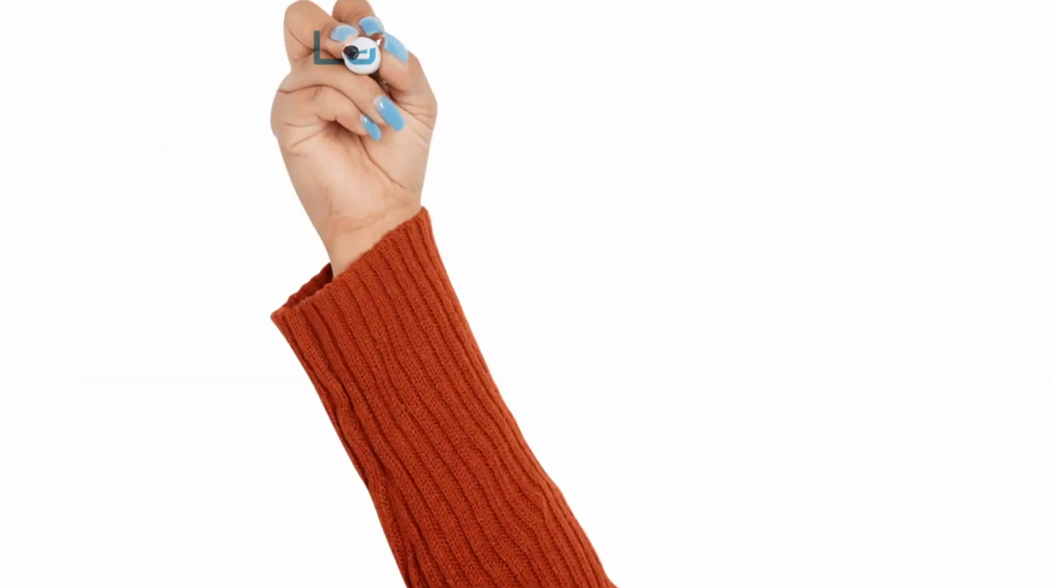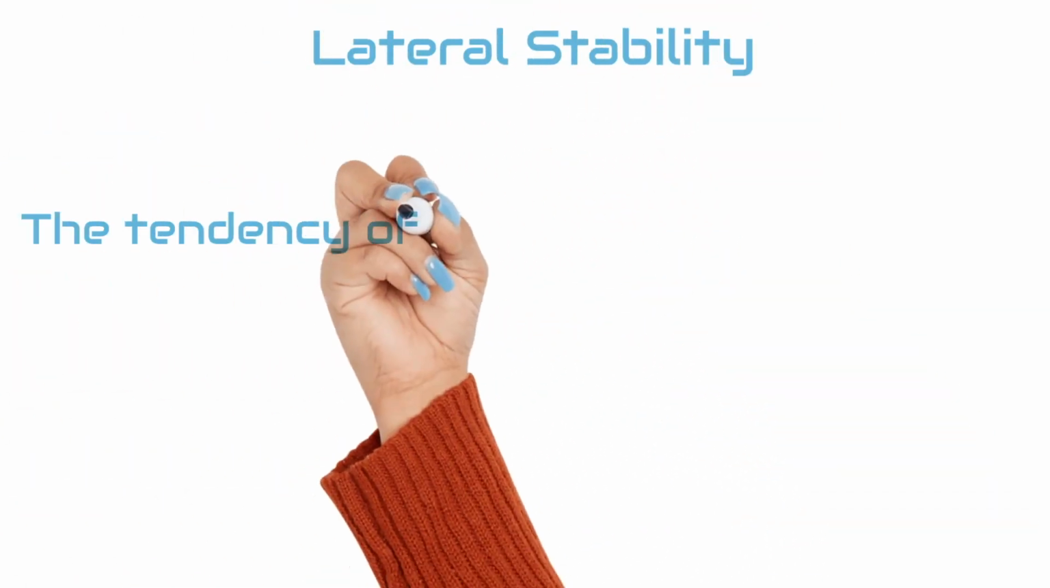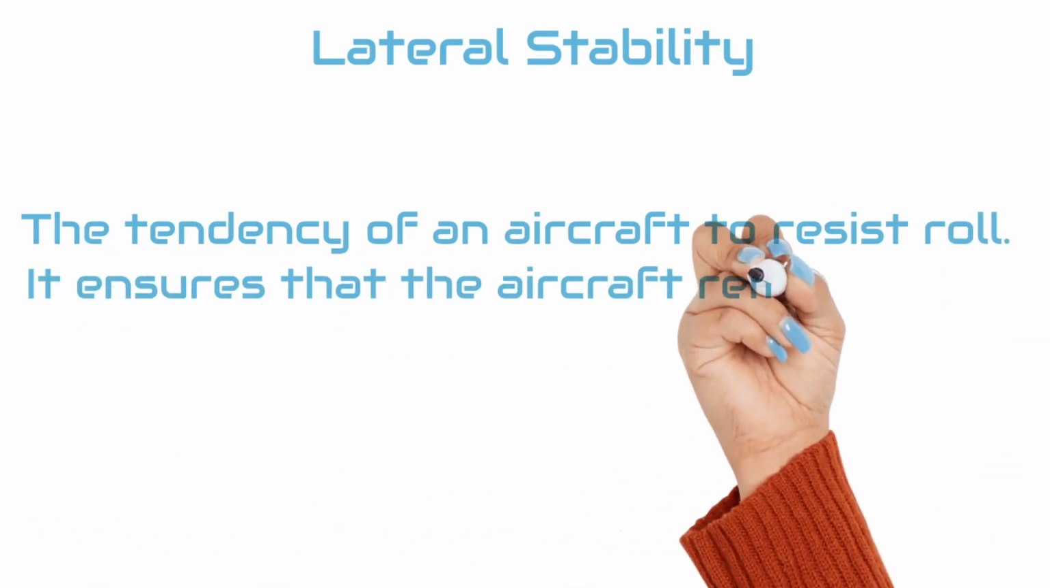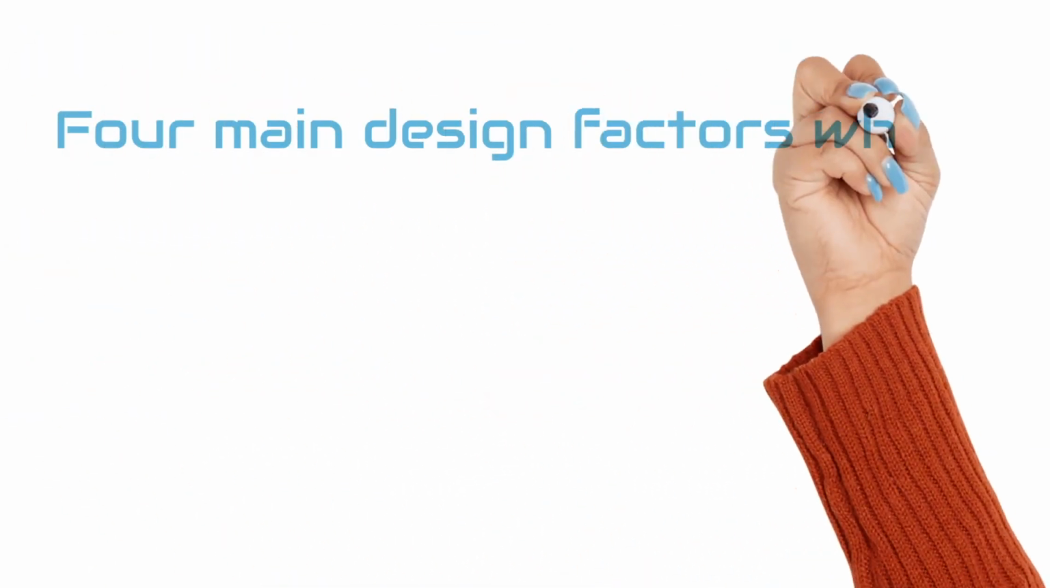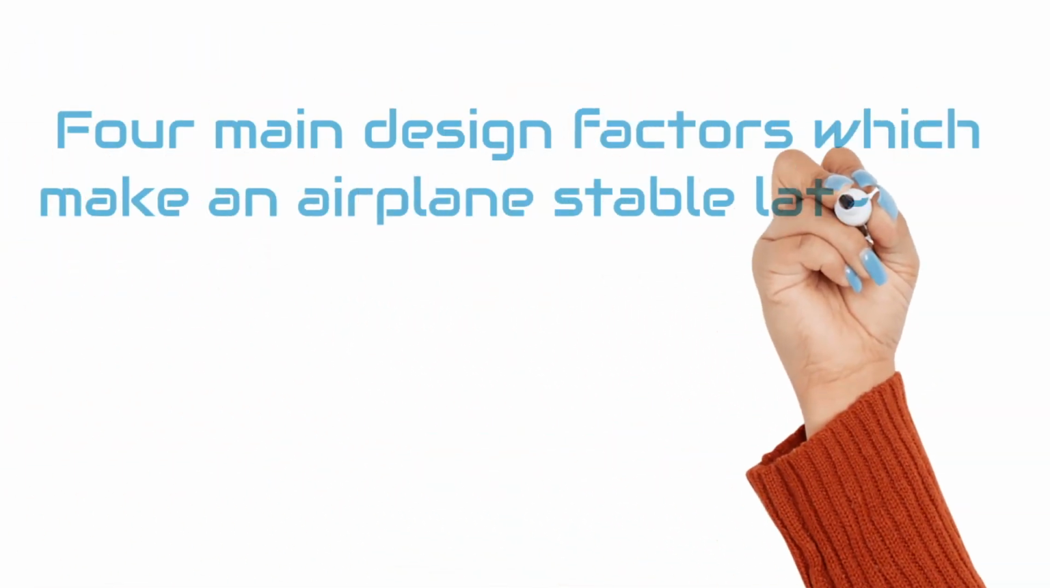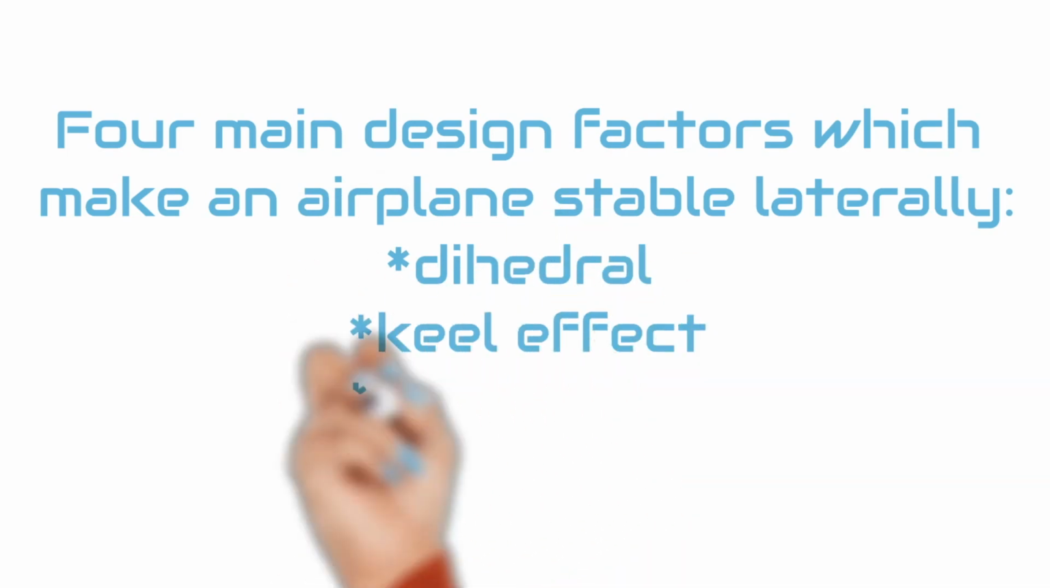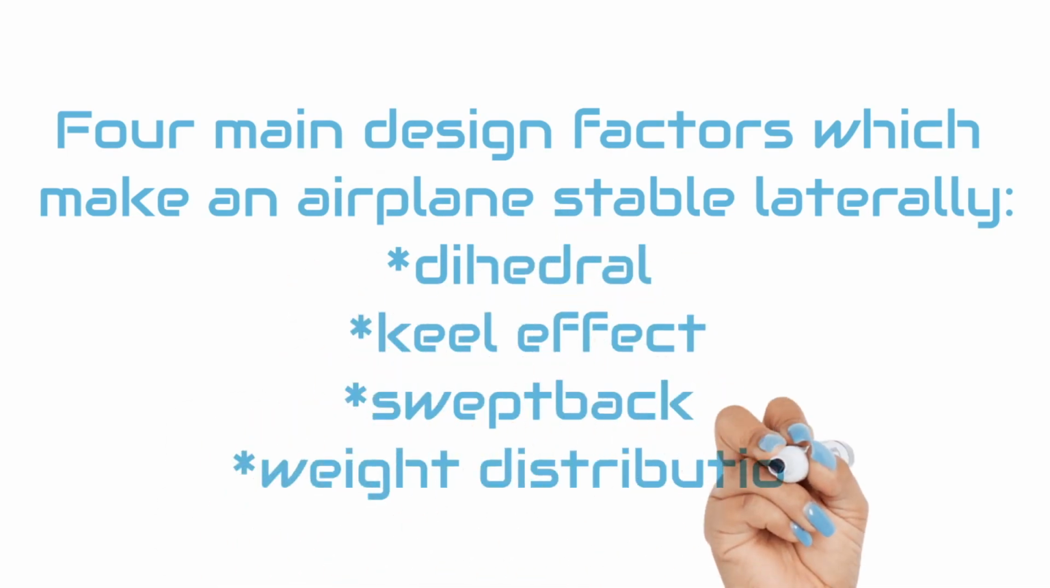Lateral stability is the tendency of an aircraft to resist roll. It ensures that the aircraft remains level and maintains its desired bank angle during turns. There are four main design factors which make an airplane stable laterally: dihedral, keel effect, swept back, and weight distribution.